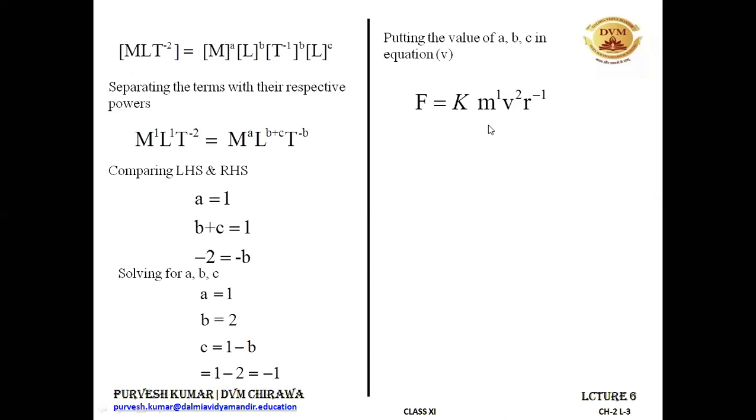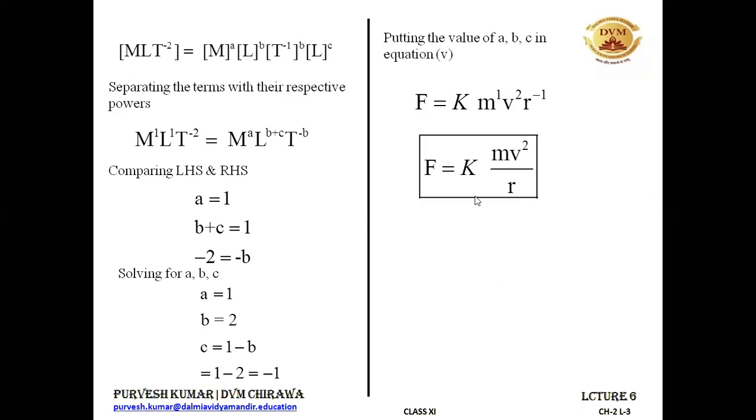I hope it is clear, because in equation number 5, I have written f equal to k, m to the power a, v to the power b, and r to the power c. So I have just replaced the powers with the values of a, b, and c that I have obtained over here. I've got a equal to 1, so I have written m to the power 1, b equal to 2, I have written v to the power 2, and c equal to minus 1, that's why r to the power minus 1. So this minus 1 will go in the denominator. So you can write it like this.